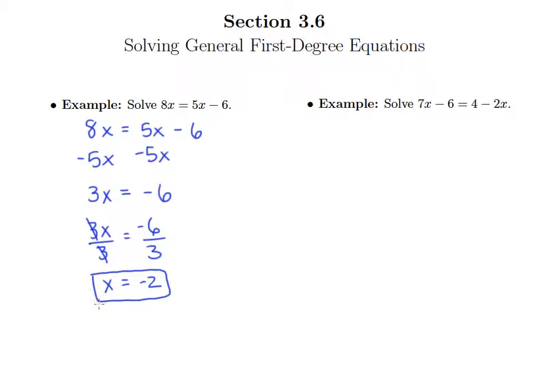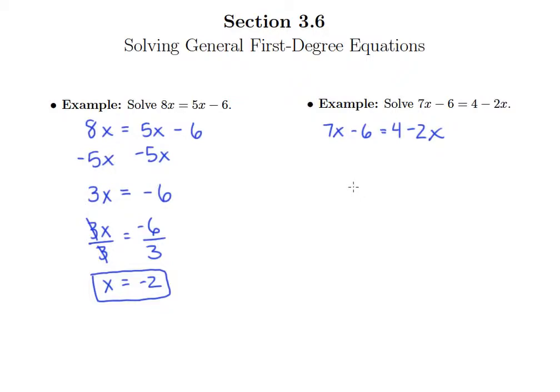All right. So the extra complication that we ran into here was that variable terms appeared on both sides. So we got them on the same side, simplified, and then of course proceeded as we have before with solving that equation. Here we have that situation once again. 7x minus 6 equals 4 minus 2x. Now we have variables on both sides and constant terms on both sides.